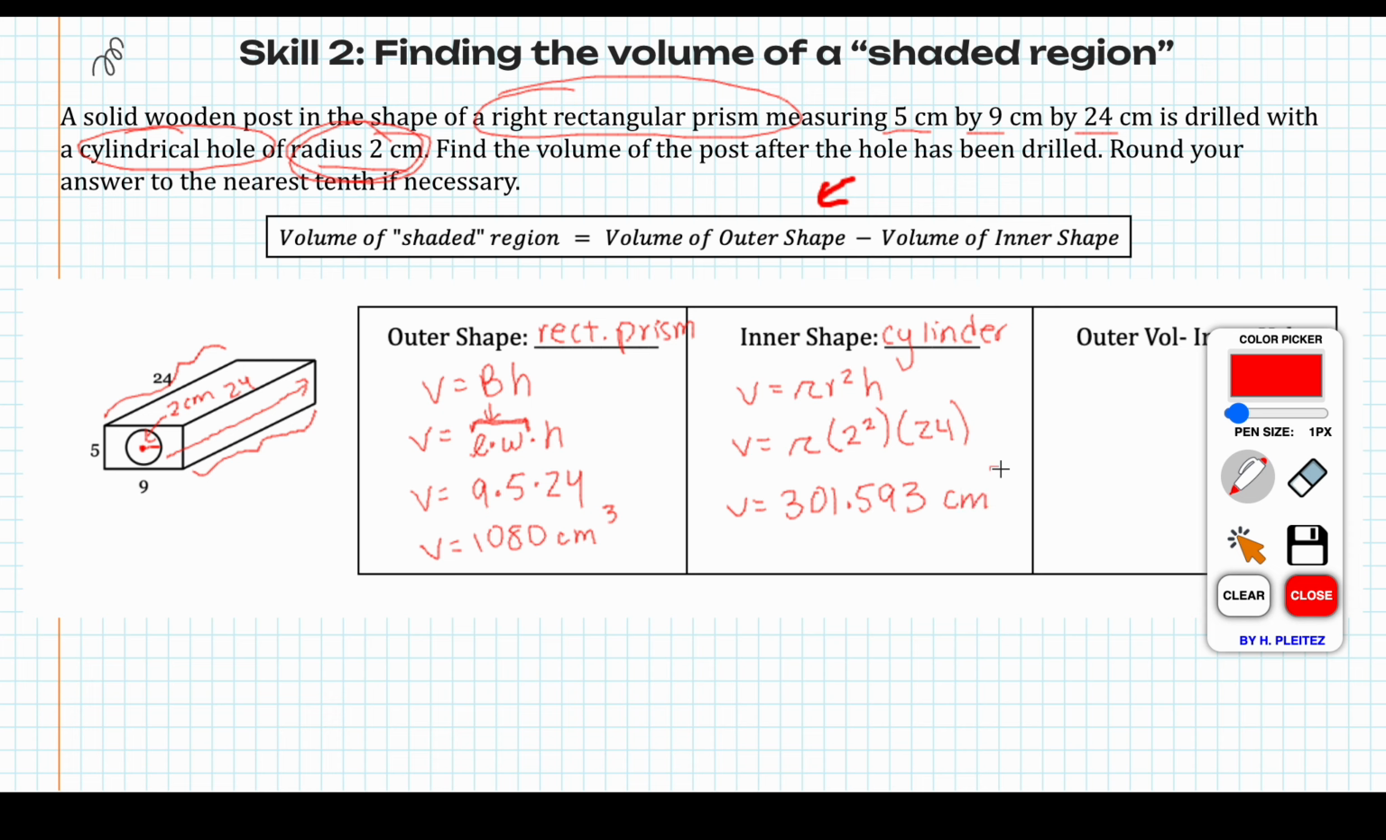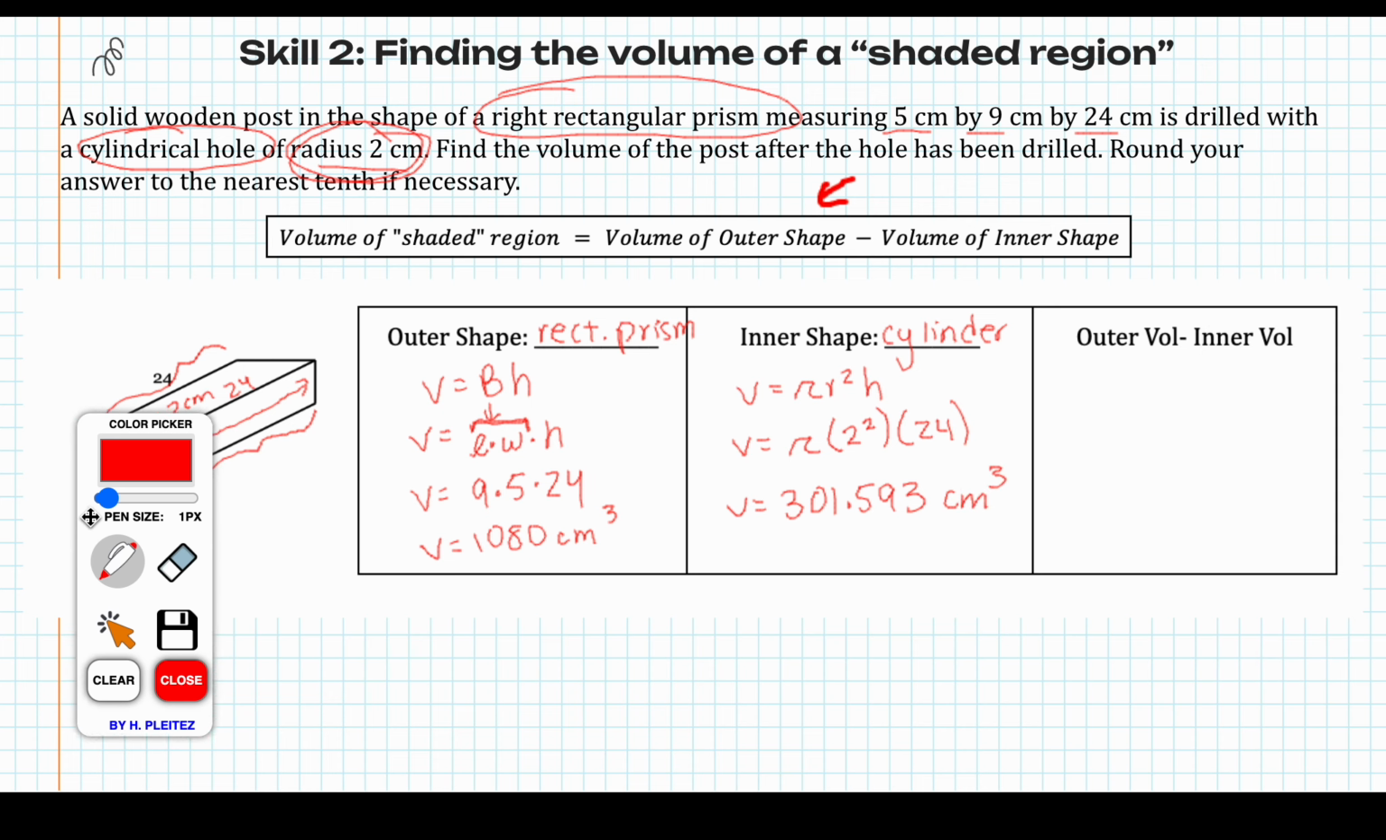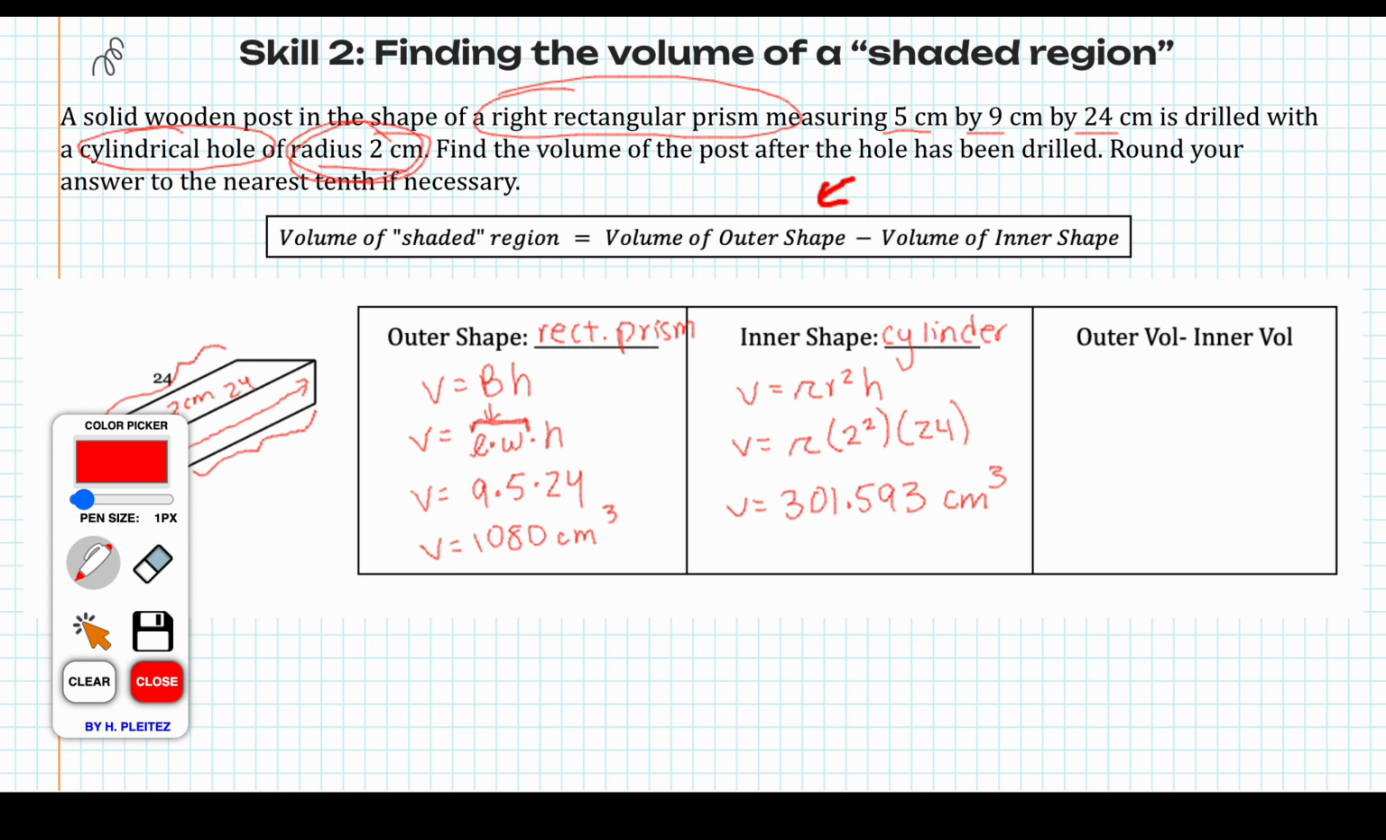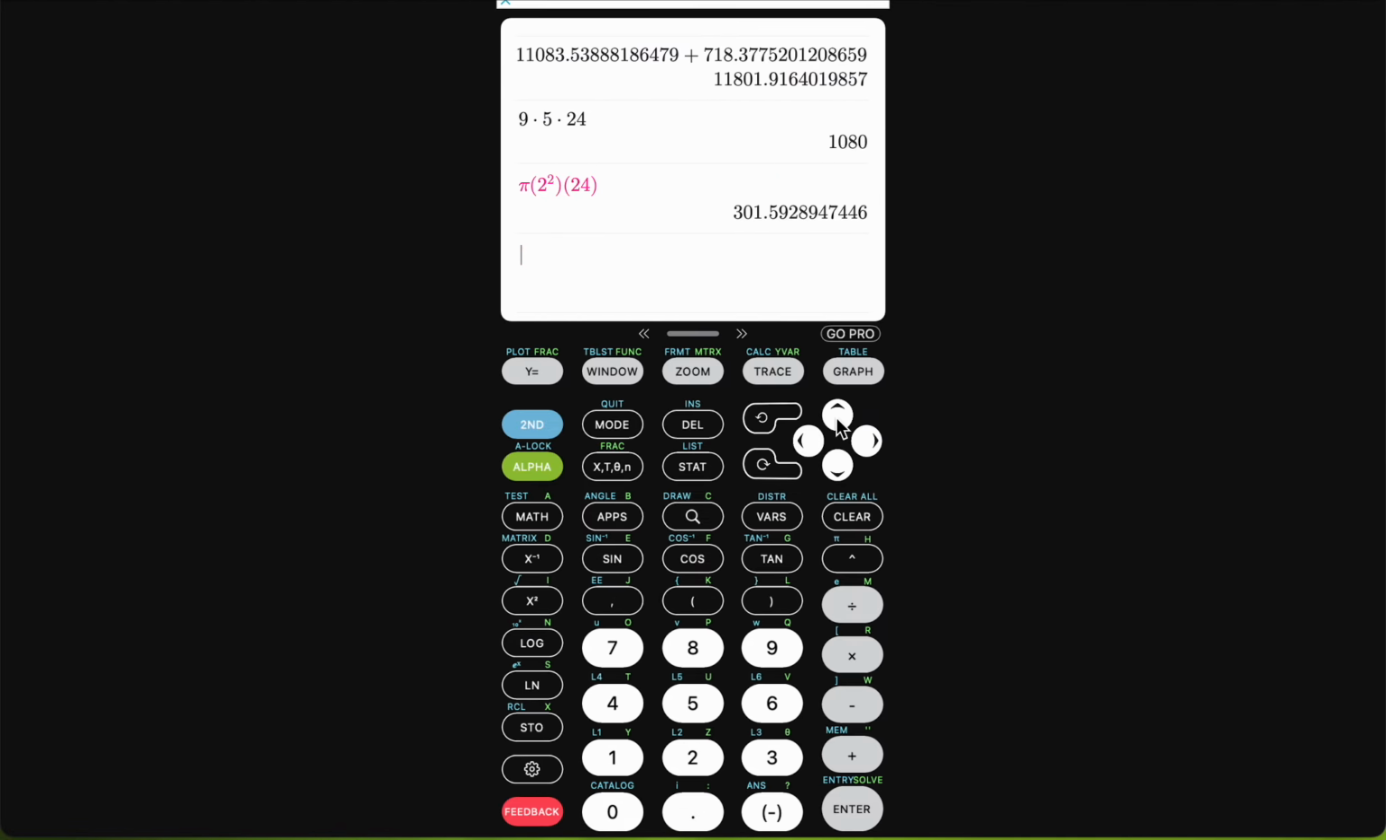And that's cubic centimeters. So to find the volume after the drilling of the hole, we're just going to subtract our numbers. We're going to take the volume of the rectangular prism, subtract the volume of the cylinder, and then that's going to be our answer. So again, we don't want to round too early. It's really nice that we have this whole number here. So we're going to do 1080 minus. We're going to scroll up, hitting enter on the number that represented our cylindrical volume, and we have 778.4.